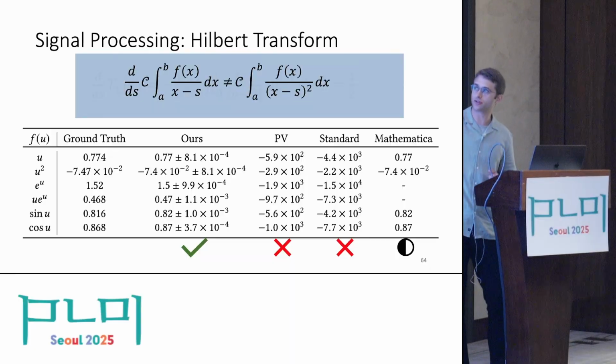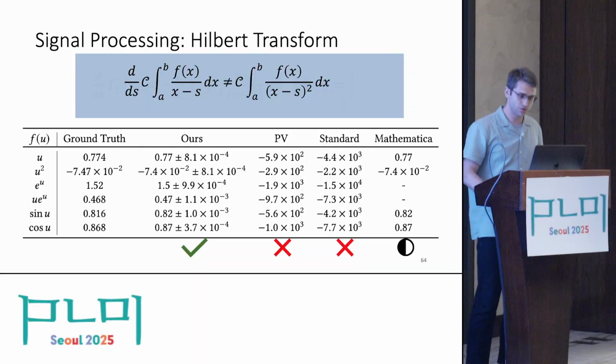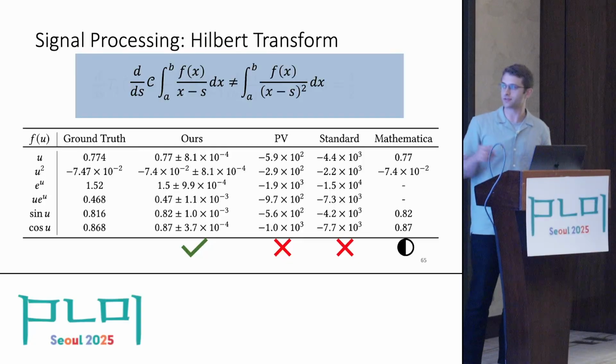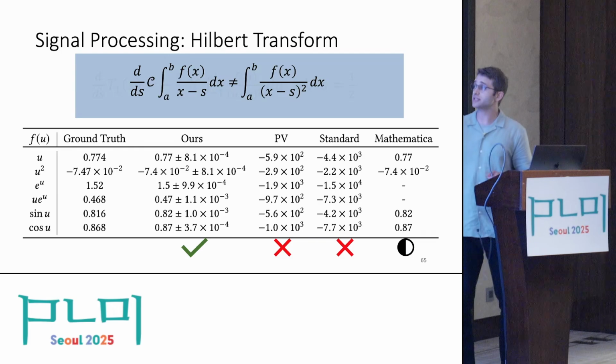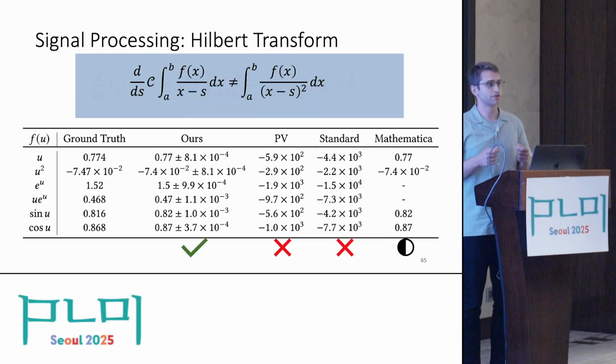If we just took the derivative of the Cauchy principal value, we get an answer that's orders of magnitude wrong. And if we just do Monte Carlo integration, we get an answer that's also orders of magnitude wrong. And interestingly, if we take a look at Mathematica, it doesn't have a powerful enough symbolic solver to compute answers in these two cases. And it doesn't have a numerical solver out of the box.